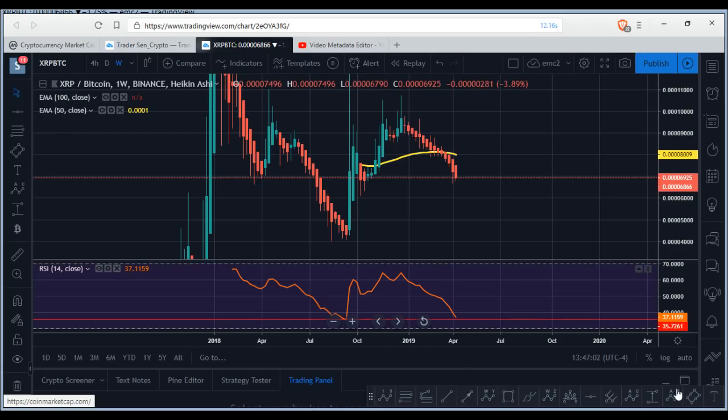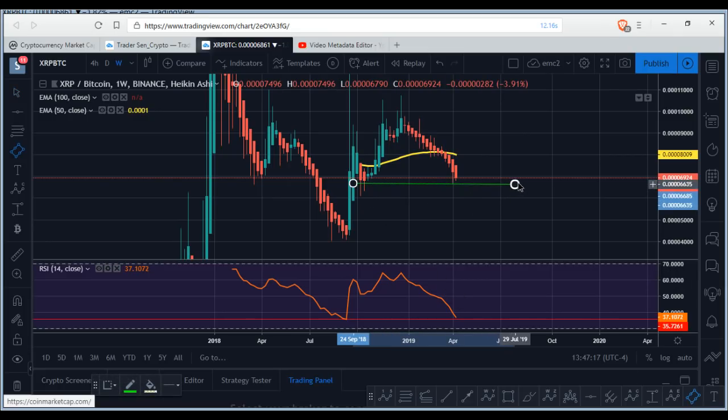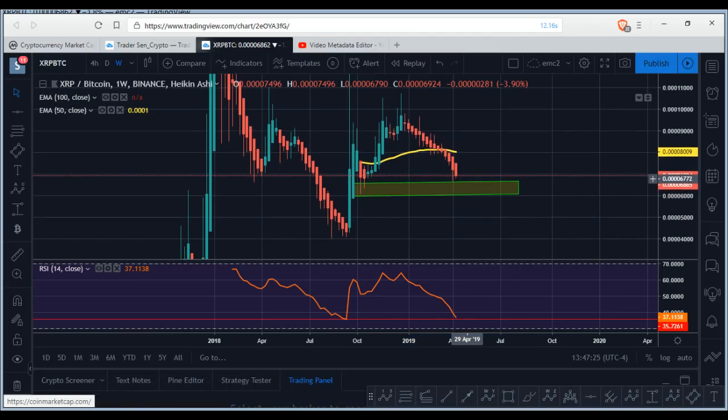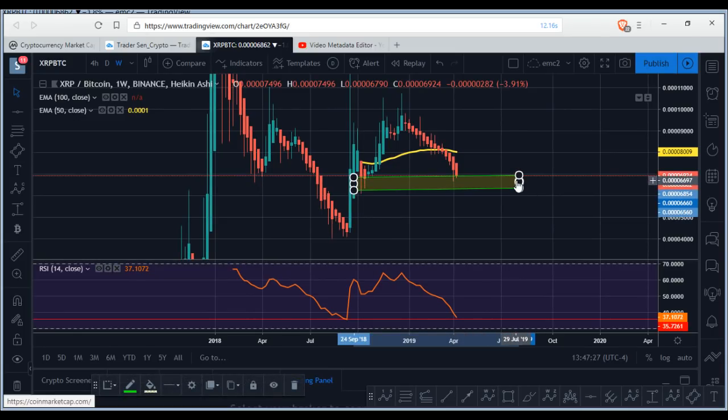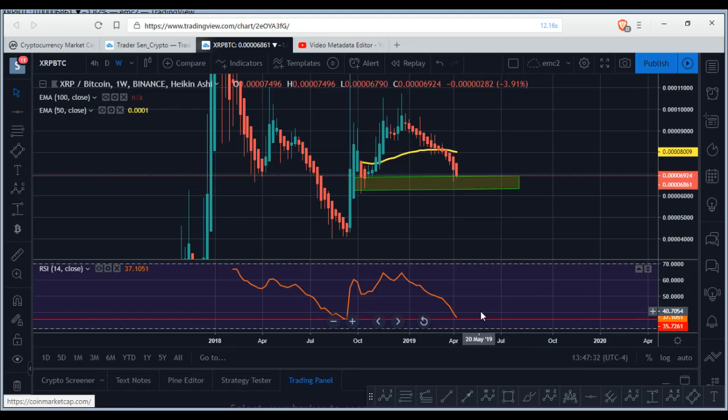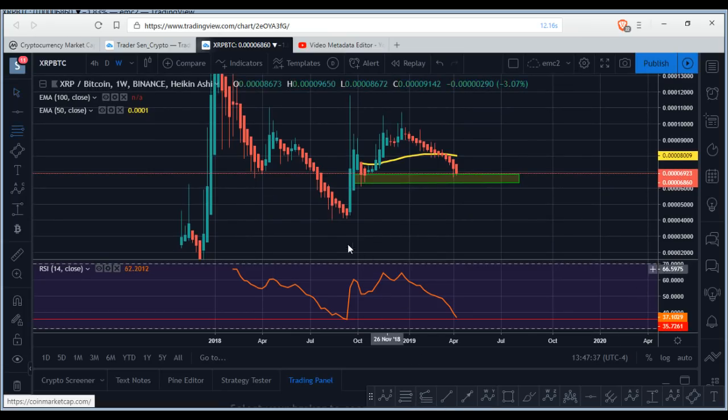Let's see what type of reaction we're going to get once we get to this area of 37 on the RSI. Because when you take a look at the Heiken Ashi, on the weekly time frame, we still got plenty of room to retest this area, because the Heiken Ashi gives you a better trend, right? You still got this area of 6,000 to 6,500, right? So 6,000 to 6,500. So you take a look at your fib retracement.